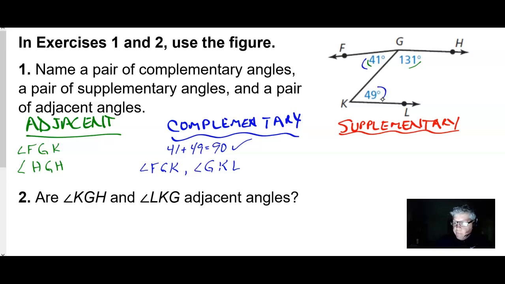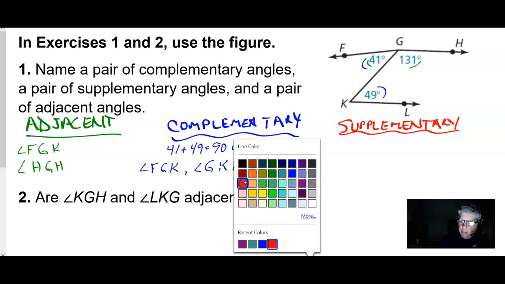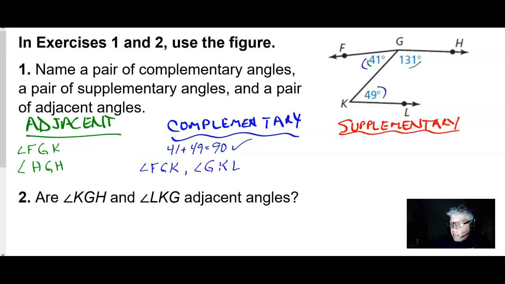Supplementary, two angles add up to 180. Do we have any? Ooh, the 131 plus 49, I think, yep, that's 180. So this angle and this angle are going to add up to 180. So we would say that is angle HGK. And now I name this one angle GKL.